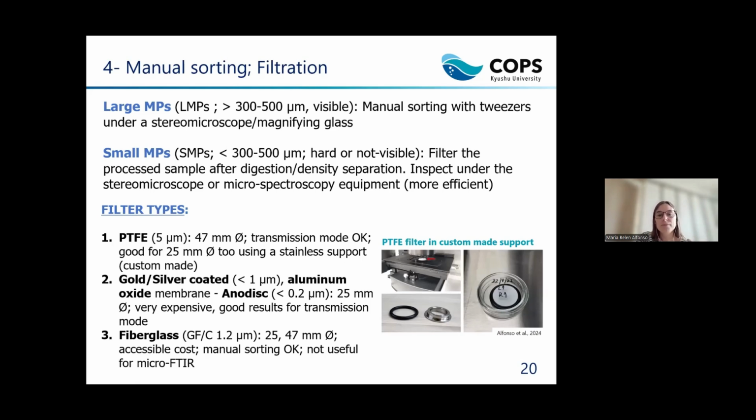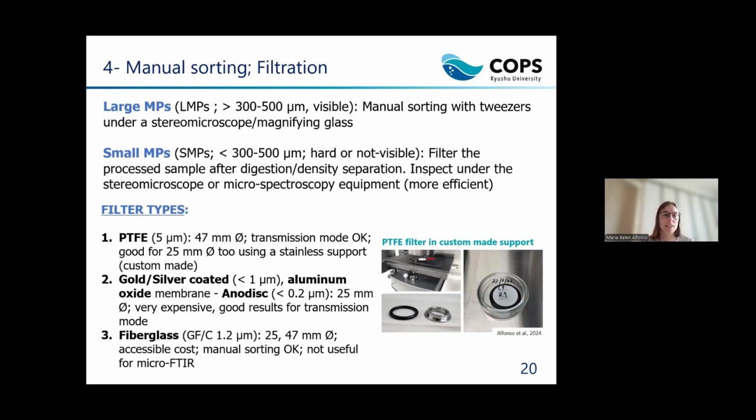But that means that you can do manual sorting with tweezers under a stereo microscope or using a magnifying glass with no problems. But if your target for your study is small microplastics, that means that you're focused on particles below 300 micrometers or 500 micrometers. It's hard to see by naked eye. So you need to filter the processed samples, as we said before, after the digestion or the digestion and density separation. And you need to inspect your filter under a stereo microscope or using a microspectroscopy equipment like micro-Raman or micro-FTIR, which is more efficient.